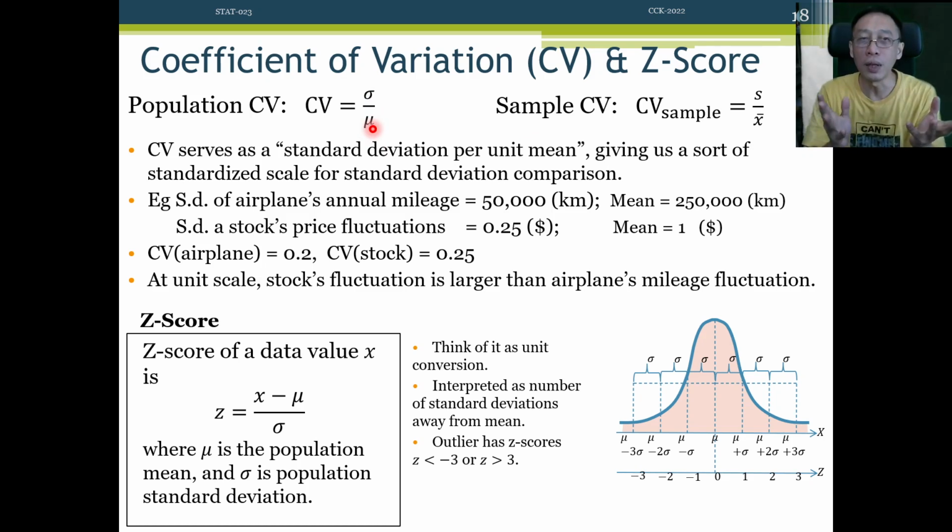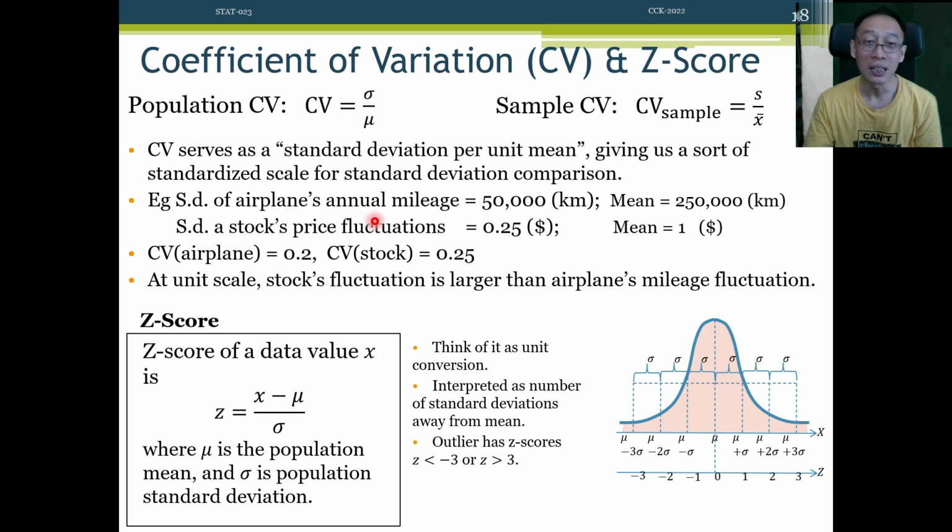So the point of thinking about CV is not about how easy or difficult it is to calculate, but rather why we have this little ratio here. It's an idea more to kind of standardize the standard deviation. What do you mean by standardizing? Let's look at this example.